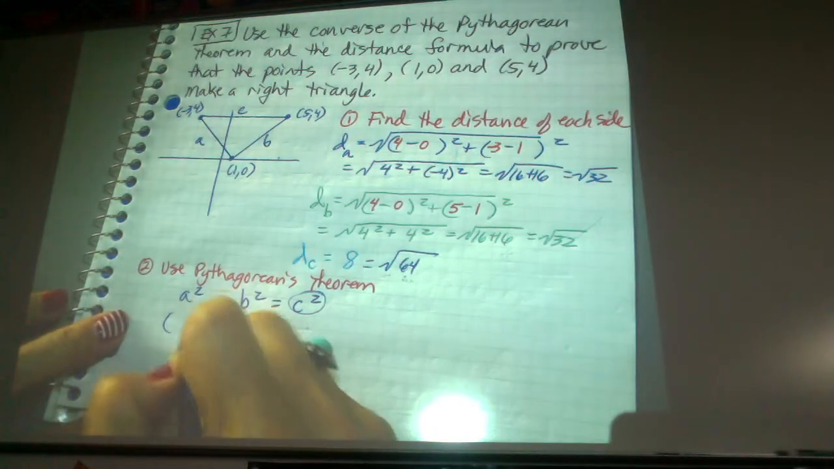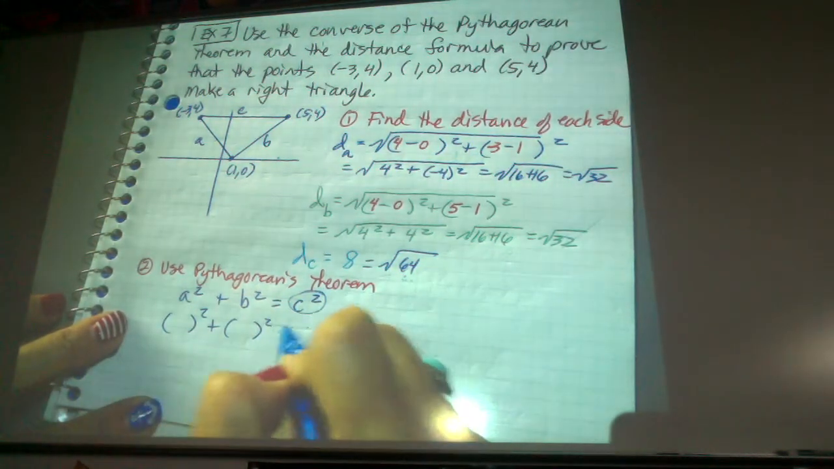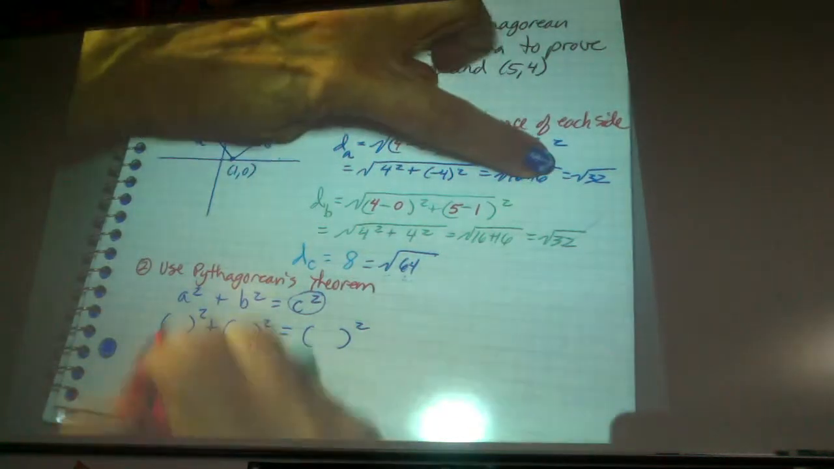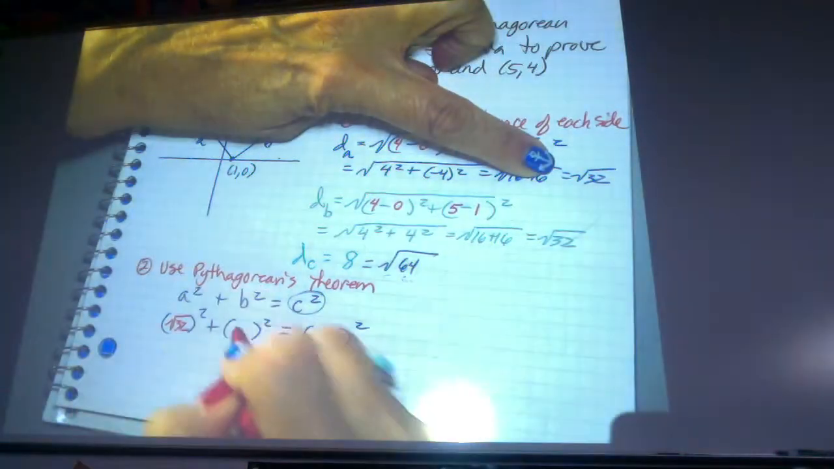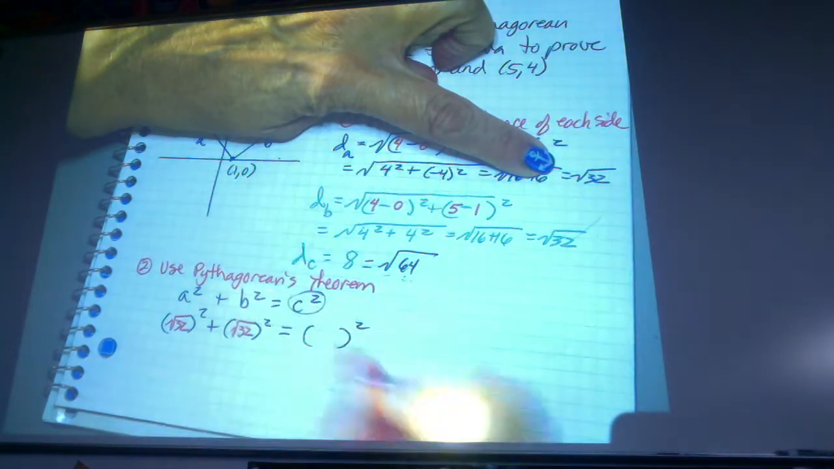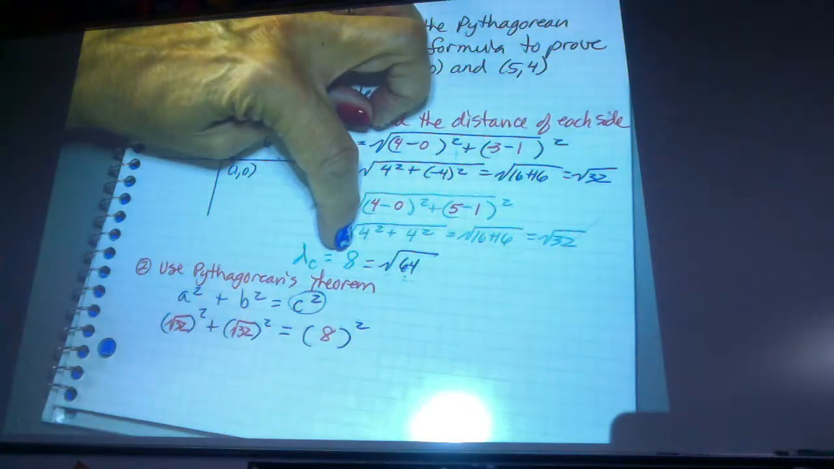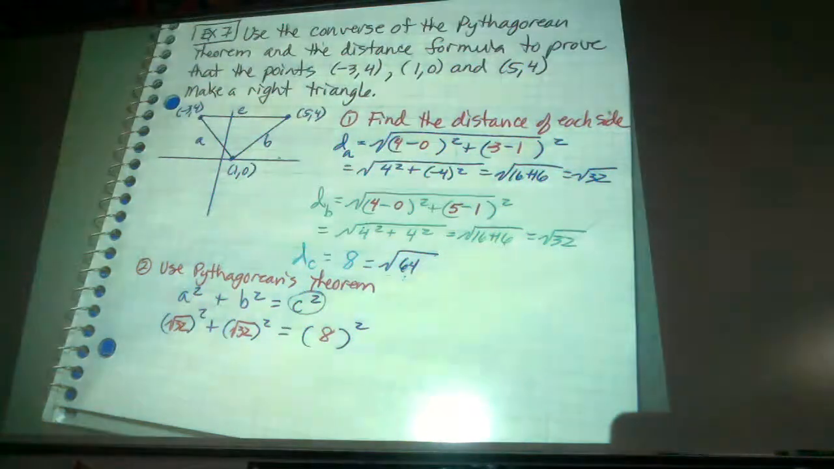So I'm going to put parentheses for my substitution. And for A, we're putting in the square root of 32. For B, the square root of 32. But for C, we're not putting in the square root of 64. We're putting in its actual distance, which is 8. We could put in the square root of 64 to get the same answer.